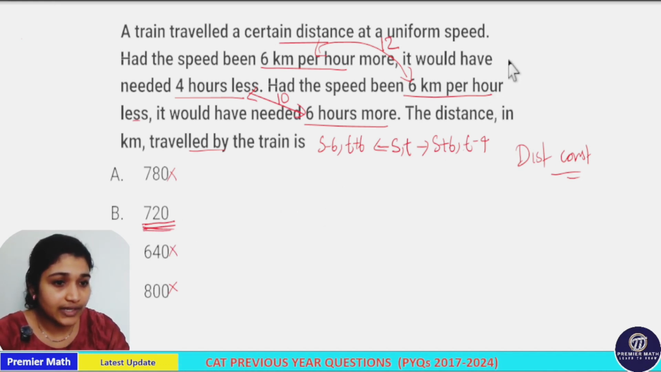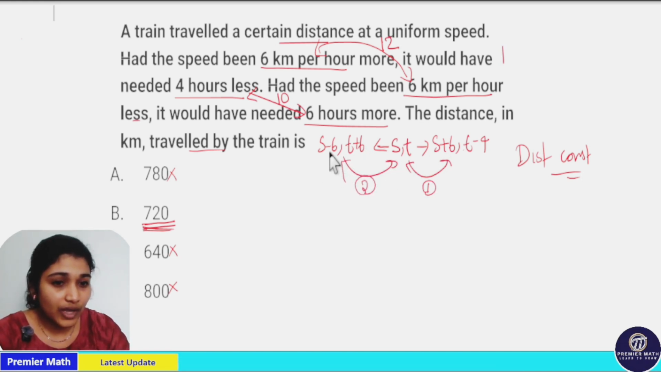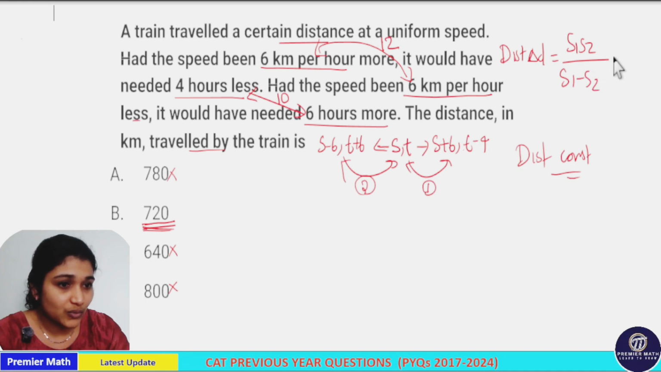Or if you want another shortcut, here the distance is constant in both cases and we have two conditions, the first condition and the second condition. When you have two different speeds and two different times, you can apply this formula: distance D is equal to S1 S2 divided by S1 minus S2, into delta T. That is, the product of speeds divided by the difference in speeds, into the difference in time.